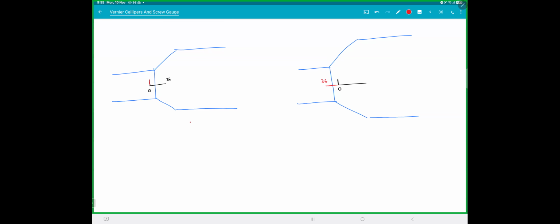When will the 0 go inside? If you rotate in the opposite direction, right? Now, if you rotate in the opposite direction, what number you will see after 0? 99, 98, 97, isn't it? You won't see 1, 2, 3. You will see reverse numbers. And when will you see 36 then? You will see 36 after rotating 64 divisions.